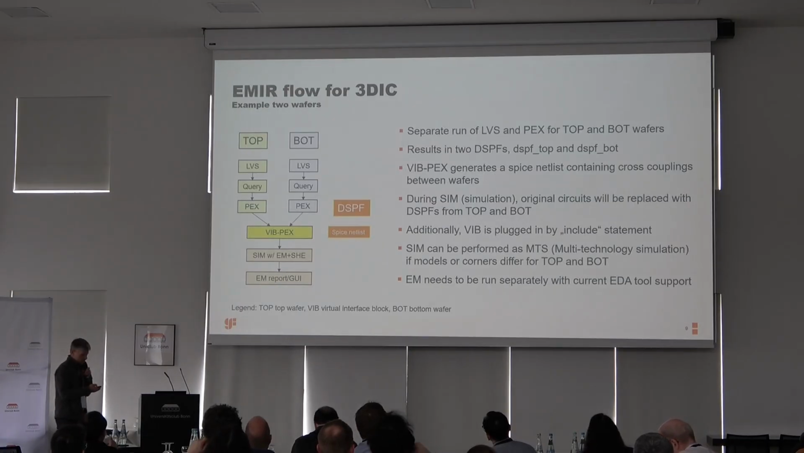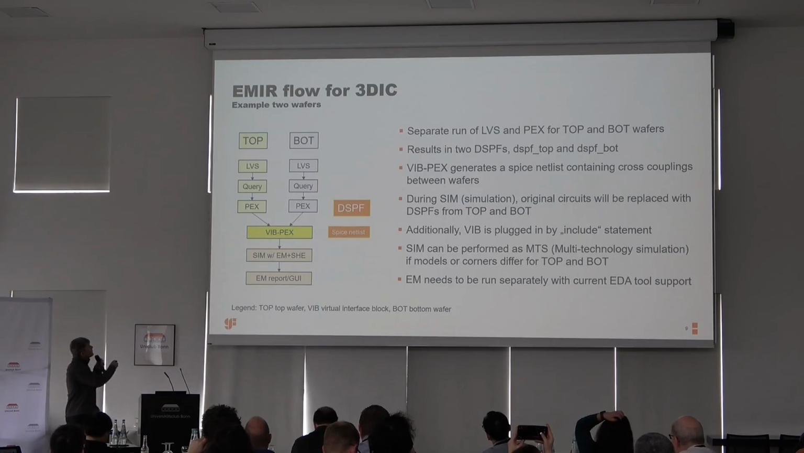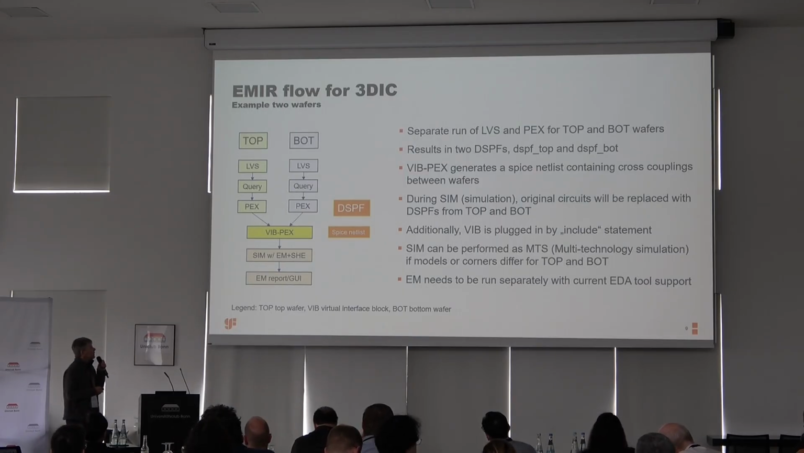So this is the flow we came up with. Here you see that this is basically a traditional flow, but spread into two wafers, so assuming a top and a bottom wafer. And we are doing layout versus schematic to extract the devices. Then we have a query step as an intermediate step. Then we have a parasitic extraction step. And this is all done for each wafer. And you finally get a so-called detailed standard parasitic format, which is quite common in industry. This is basically the parasitics of your top and of your bottom wafer.